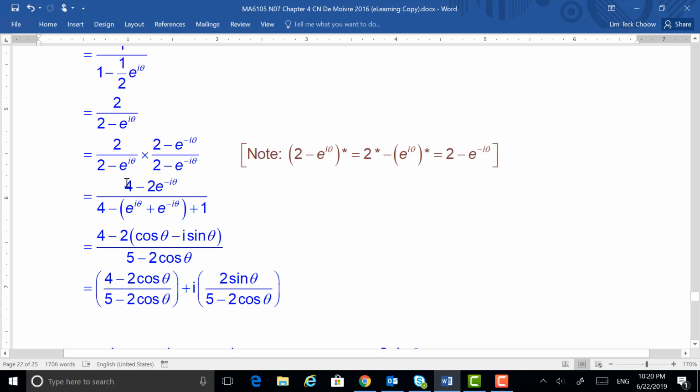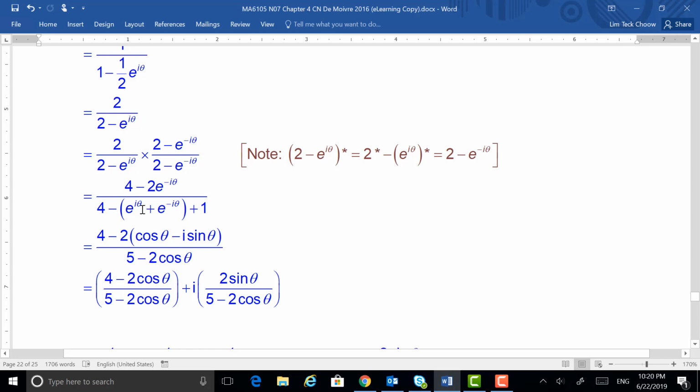2 and 2 give you 4, and then 2 times this gives you this. For the denominator, if you were to expand the denominator, you'll get 2 and 2 gives you 4. This complex number times this complex number, right? Minus e^(i theta) minus e^(-i theta). When you multiply this together, it will give you a 1. And then you take 2 times this minus this times 2. You tidy them up, you get this expression.